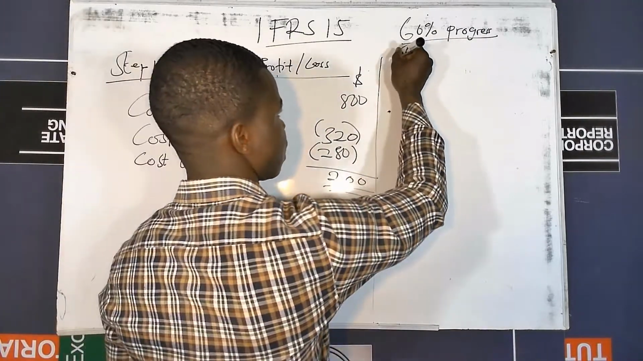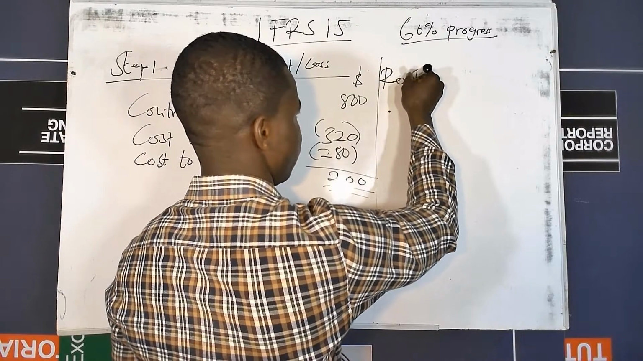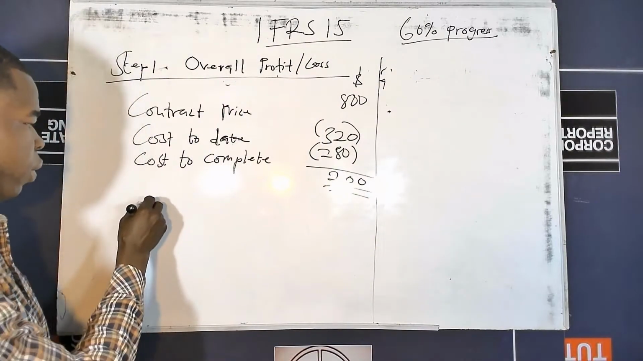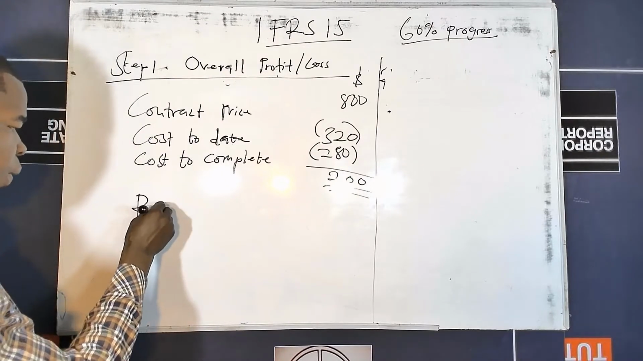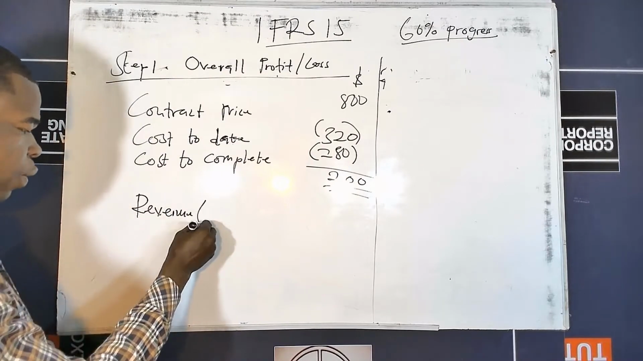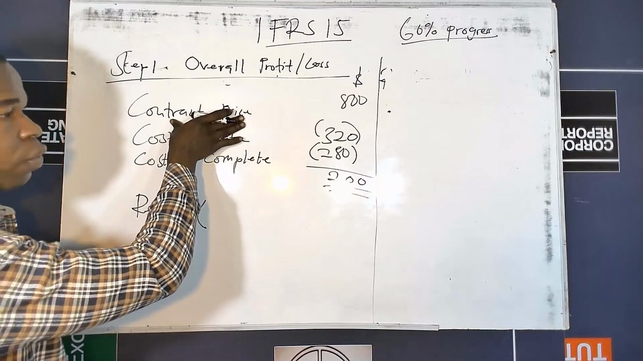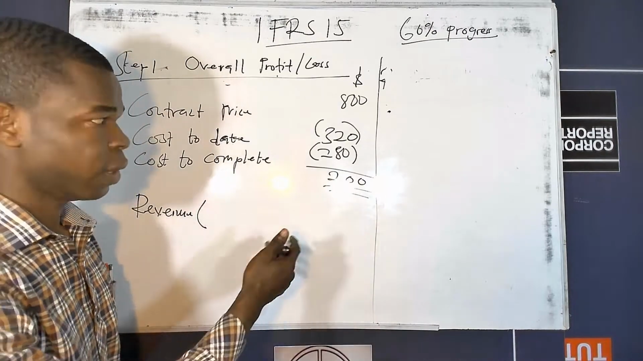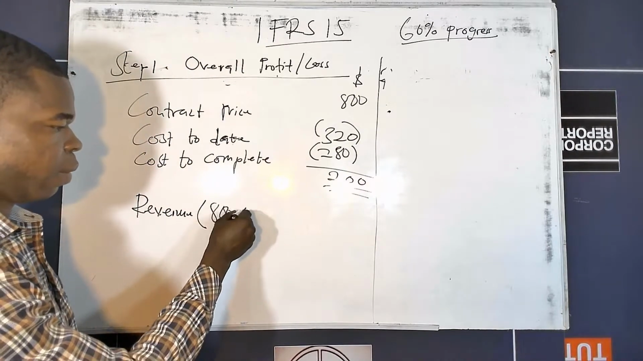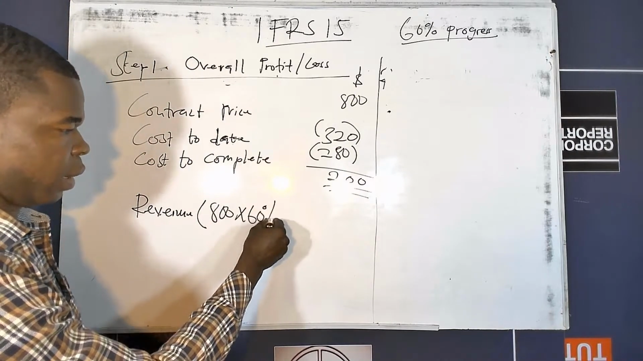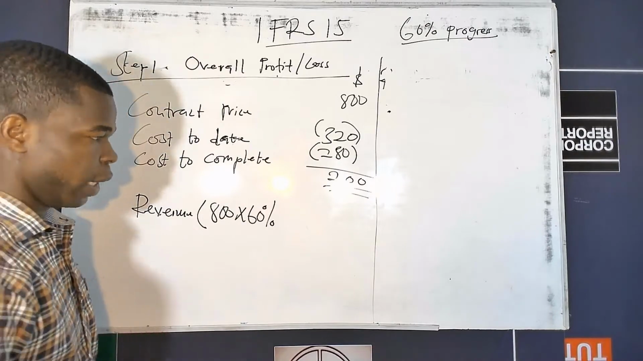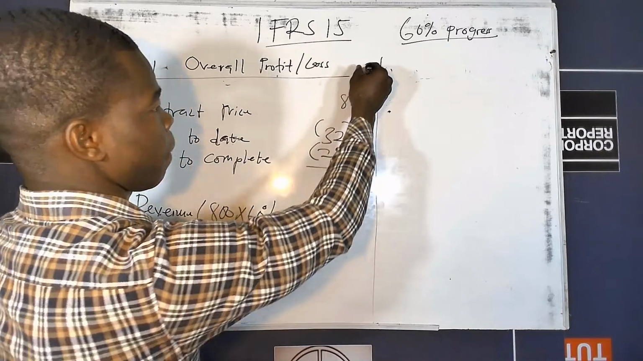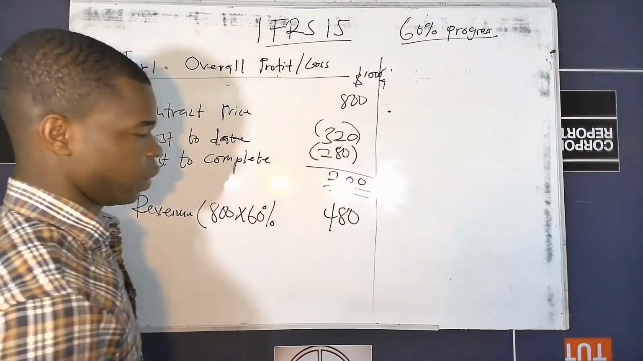So let's come here. What will be our revenue in this case? We can have it down here. So what will be our revenue? Our revenue here is going to be the contract price multiplied by the percentage of progress. So it's going to be 800 multiplied by 60%, and this is going to give us $480,000, because we are spending 3 zeros over here.